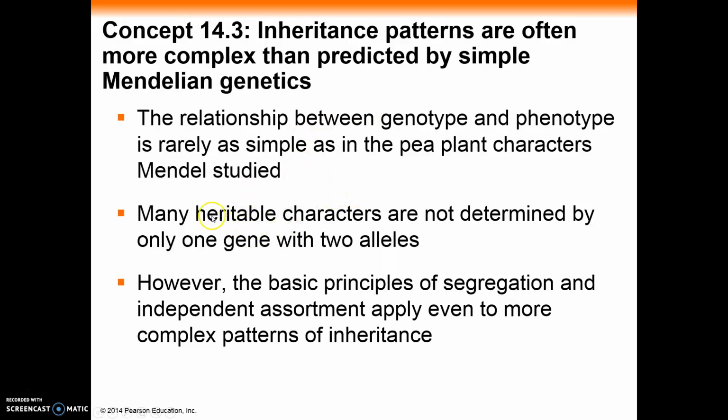The reason for this is inheritable characters are not always determined by only one gene with two alleles. We can have various alterations of this, characteristics that are involving more than one gene, or maybe you actually have more than two alleles. So it can get much more complex. Now, despite this, the basic principles of segregation and independent assortment still apply to these complex inheritance patterns. So we're going to begin to look at some of those.